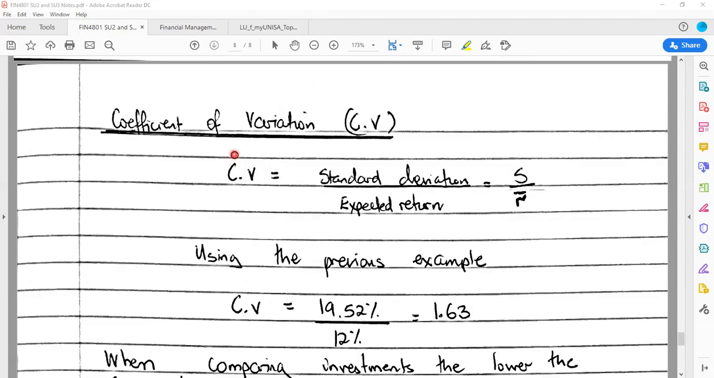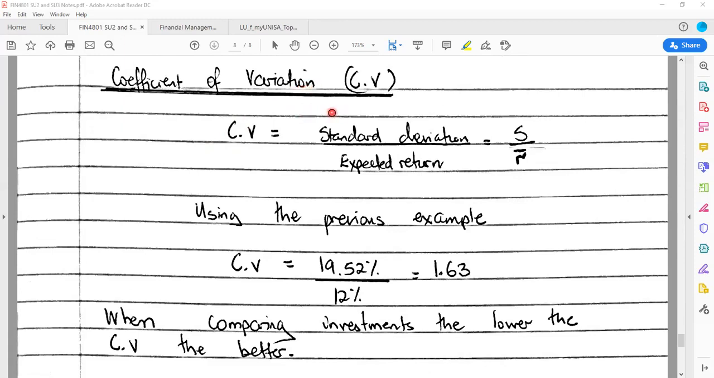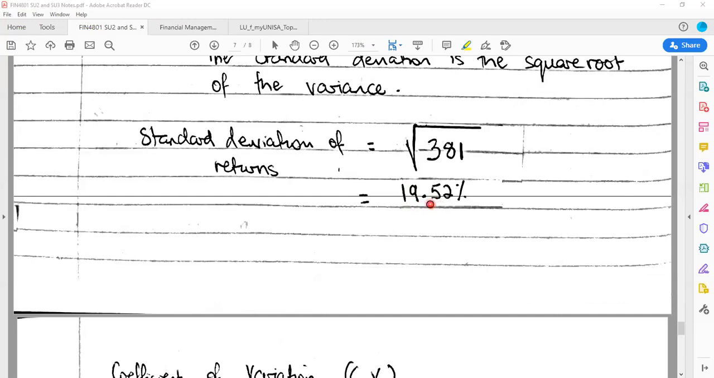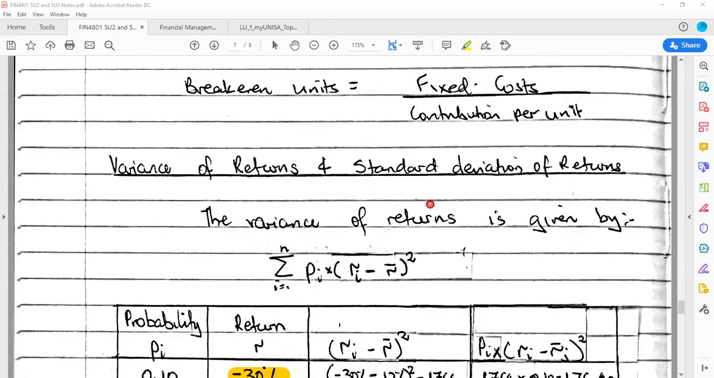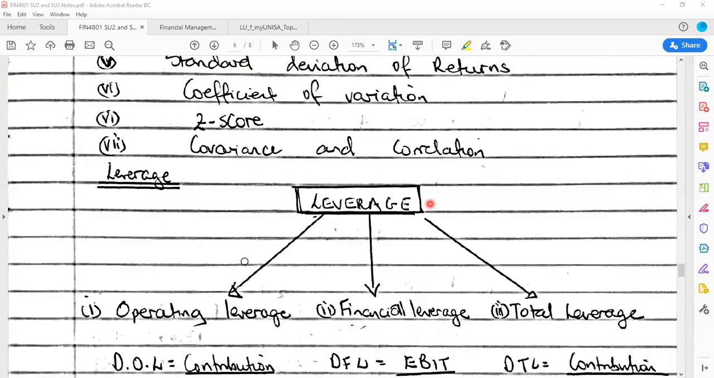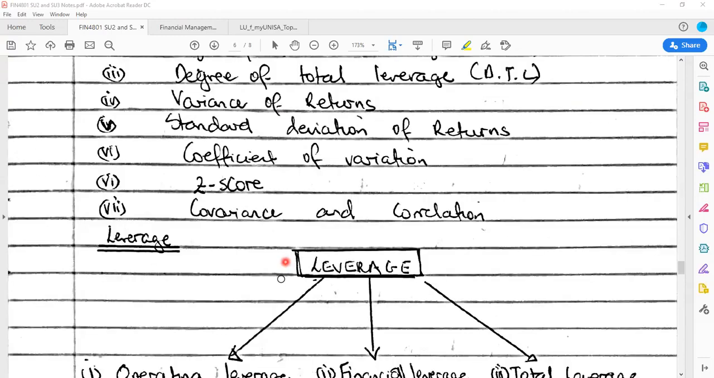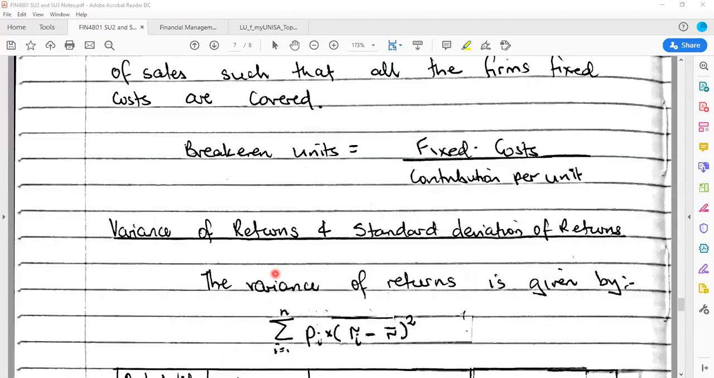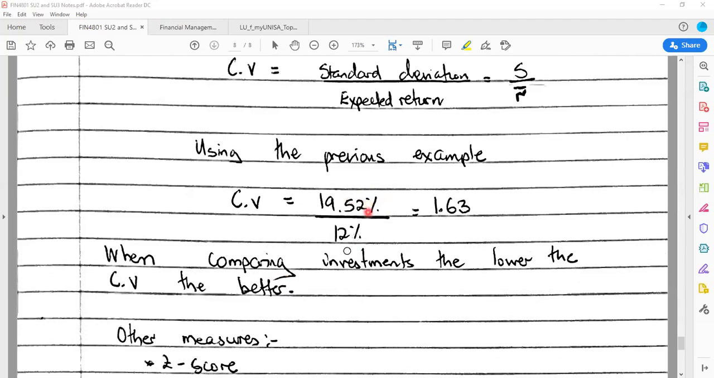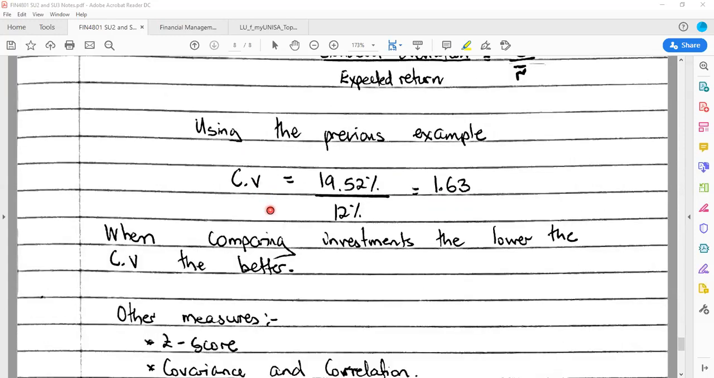And then lastly, we have the coefficient of variation. The coefficient of variation is simply the standard deviation divided by the expected return. So using that previous example of ours, remember this is the standard deviation we got, and this is the expected return we got of 12%. We can just divide those two, and we get 1.63. So this is also known as the coefficient of variation.